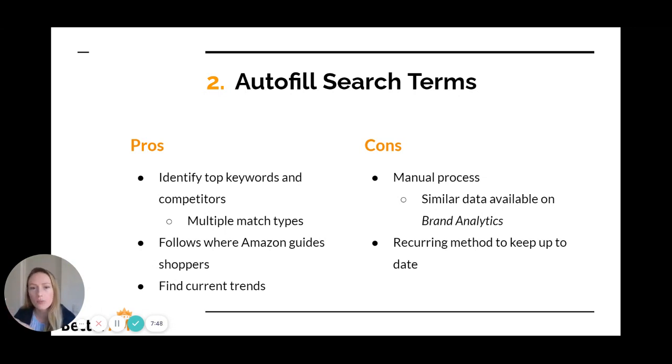Now, the con here is that it is a bit of a manual process. You're going to be copying, pasting, typing. There is similar data available on brand analytics, but I'll have a separate video specifically talking about how we can use and look at brand analytics, which is more amazing internal data, and they have CSV downloads available. The other con here is that it is a recurring method that you need to keep up to date. With the Shark Tank example, that could have crushed it for a month and then completely dropped off after 6 months. You really have to keep up to date in order to take advantage of the current trends.